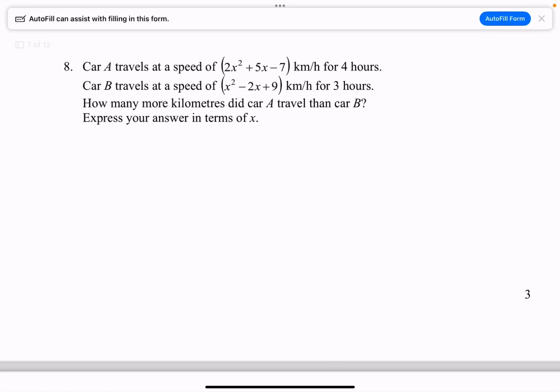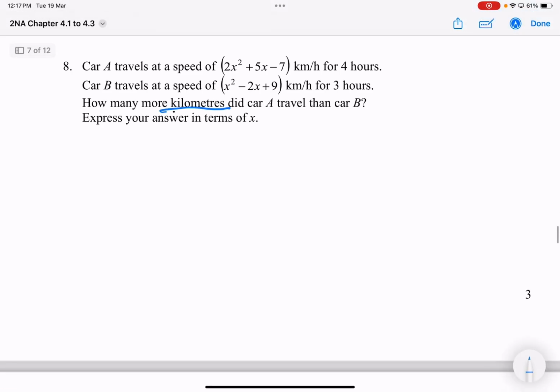...speed for 3 hours. Now, they want us to find out how many more kilometers did car A travel than car B.